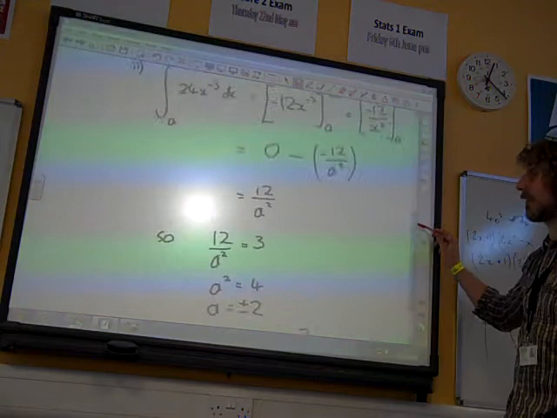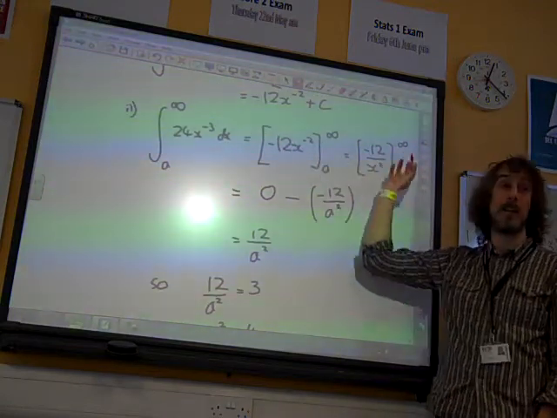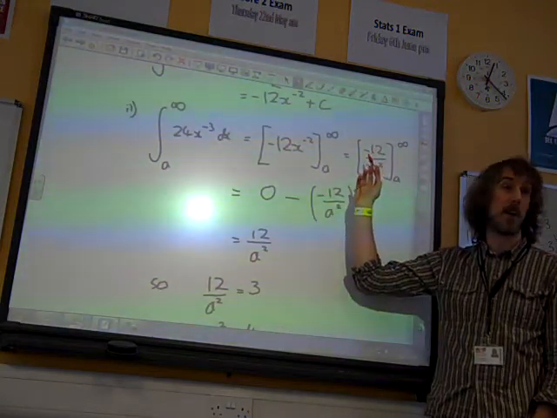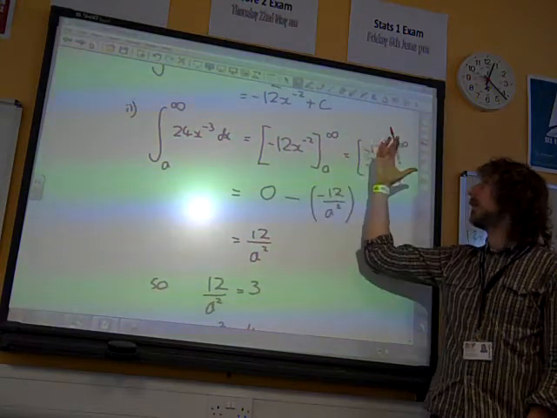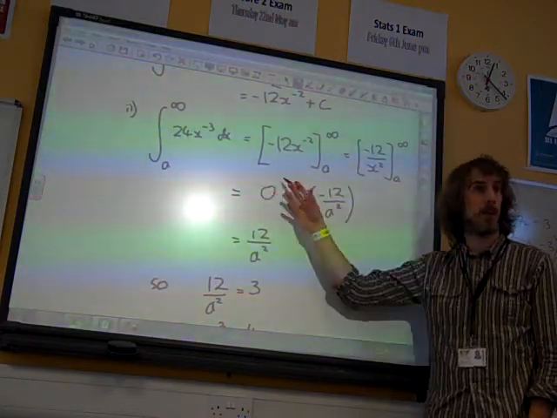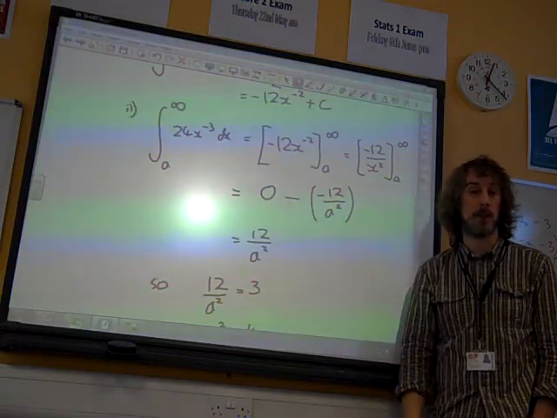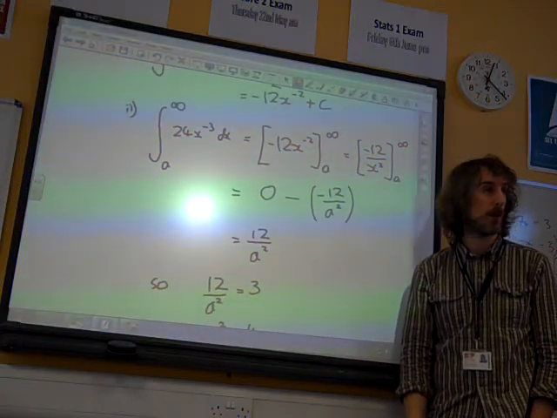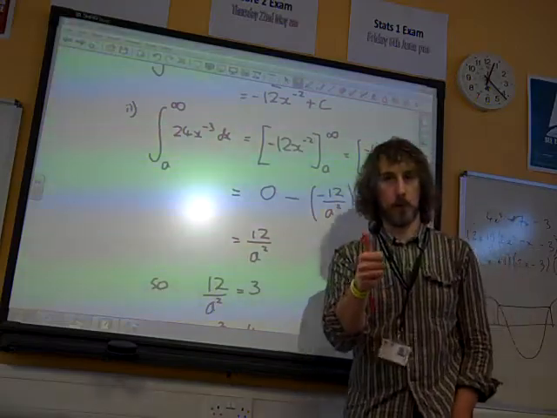Now, the key to this question was how you dealt with infinity in this bit, or whether you recognised that dividing by something approaching infinity squared gives us 0, and that once you've got that, the rest of it is fairly straightforward. Good work.